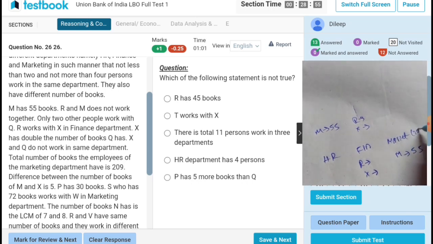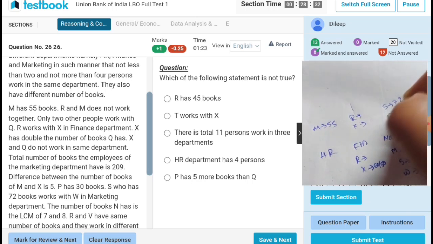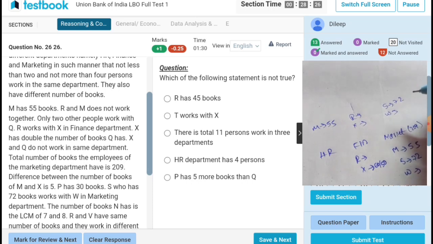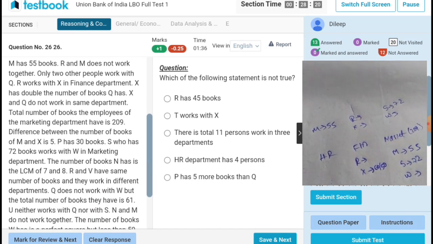Marketing is 209. M and X is 60 or 50. And Q is 30 or 25. P is 30. Yes, 72 with M in marketing. N is 56 because it is LCM of 7 and 8. R and V, same number of books and different departments. It does not work with W.